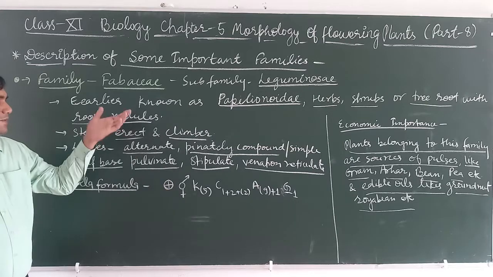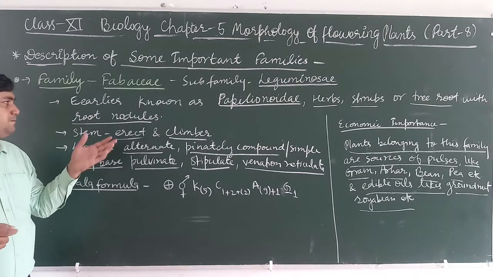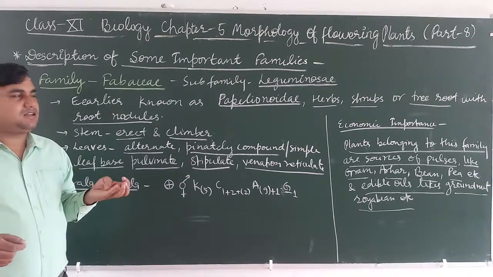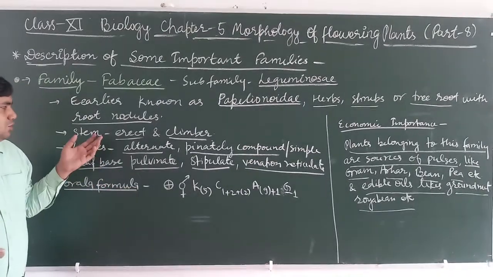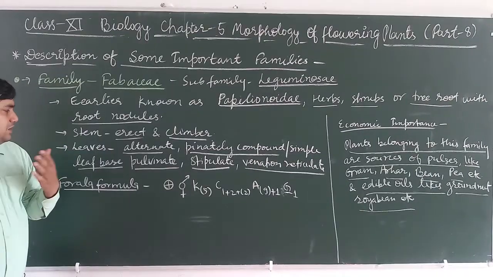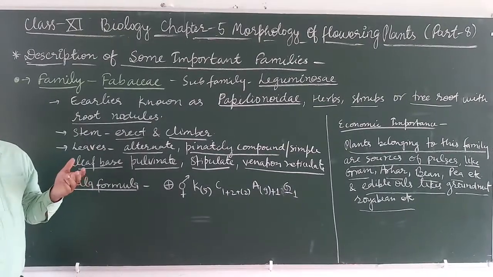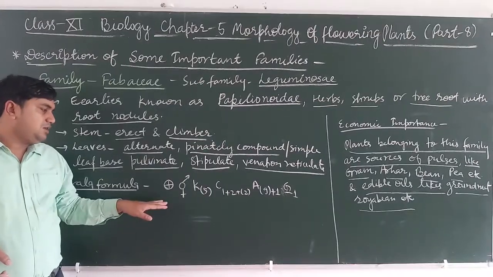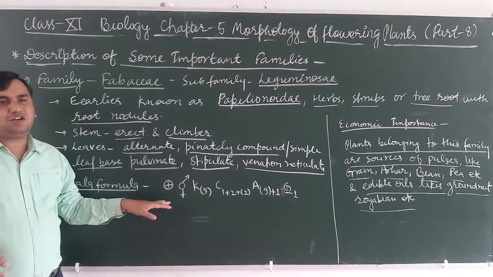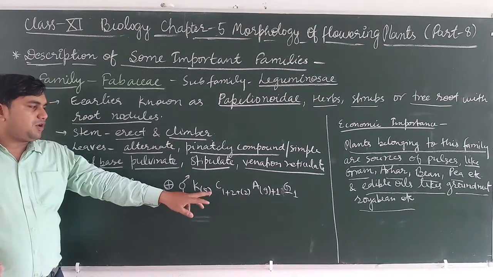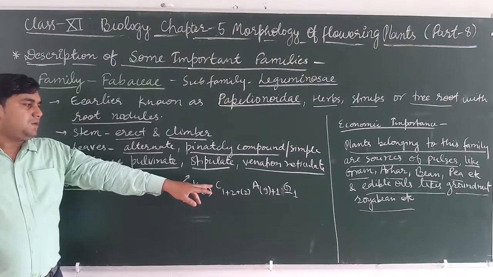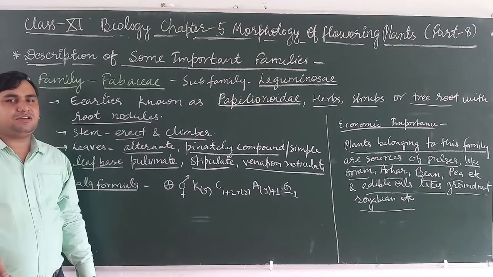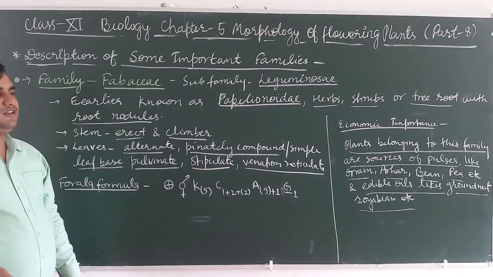First one is the Fabaceae family that belongs to the subfamily Leguminosae, and they were earlier known as Papilionoidea. Their vegetative characters: they are herbs, shrubs, trees with root nodules. Stem is erect and climber, and leaves are alternate, pinnately compound or simple, leaf base is pulvinate, stipulate, and venation is reticulate. Floral formula: they are actinomorphic or zygomorphic, bisexual, calyx 5, corolla 5 in 1+2 ratio, androecium 9+1, that is monoadelphous, and gynoecium is 1 with inferior ovary.